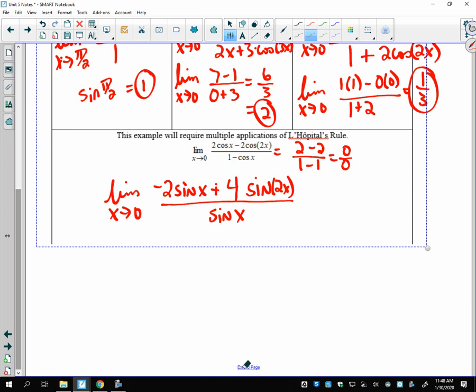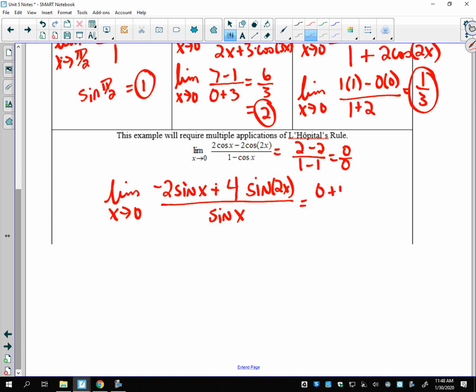But look what happens when I plug 0 in there now. I get sine of 0 is 0 plus 0. So I still get 0 over 0. So what does that mean? It means that L'Hopital's rule applies again. I can't even spell L'Hopital. Hospital. So I can do it again, over and over again, until I get to a function that I can actually take the derivative of.